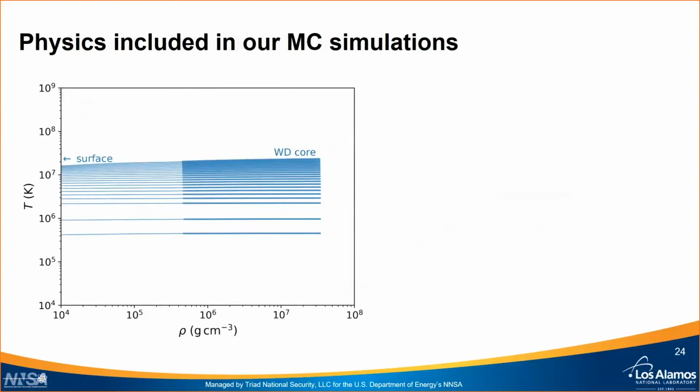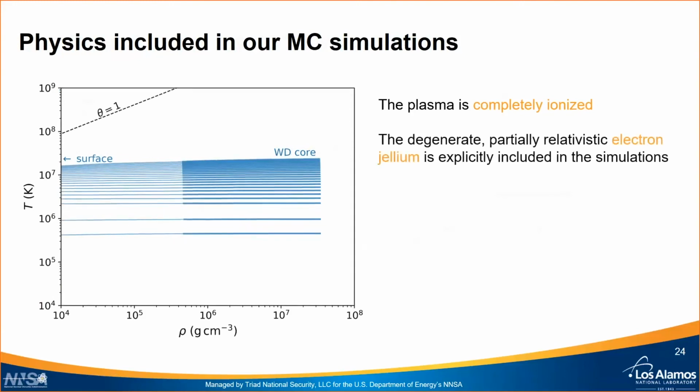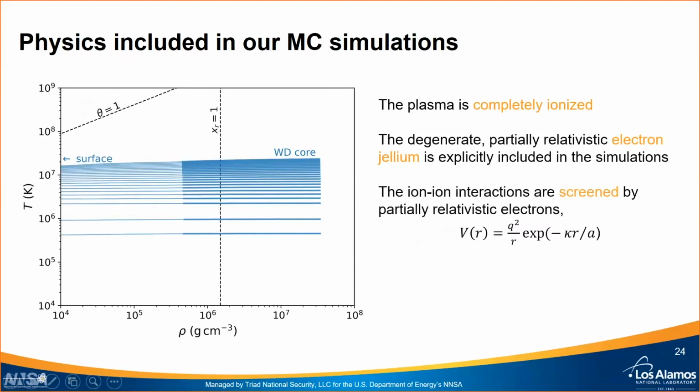Now, in terms of the physics that's included in our simulations, here I'm showing density-temperature profiles of white dwarfs, and the darker region here is the white dwarf core. So this is really the regime in which we are interested. The first thing to say is that the plasma is completely ionized in those conditions, which means that we are including an electron gas in our Monte Carlo simulations. And this gas is made of completely degenerate electrons, and they are also partially relativistic under those conditions.